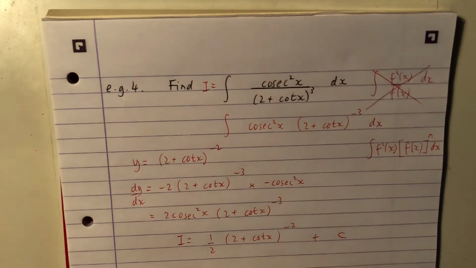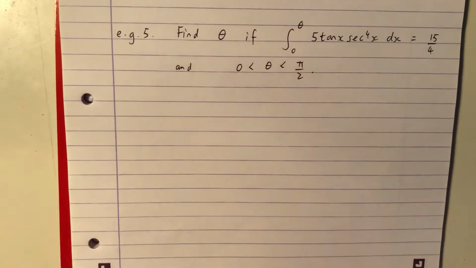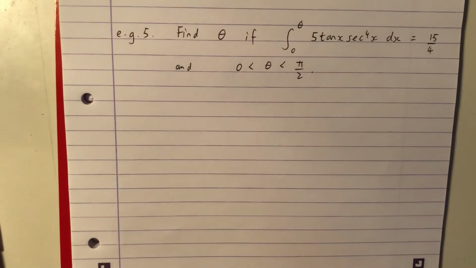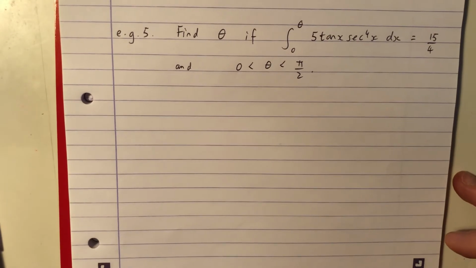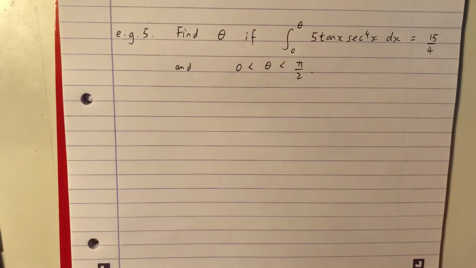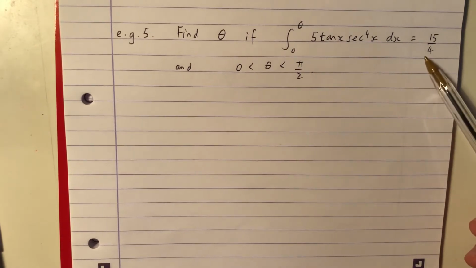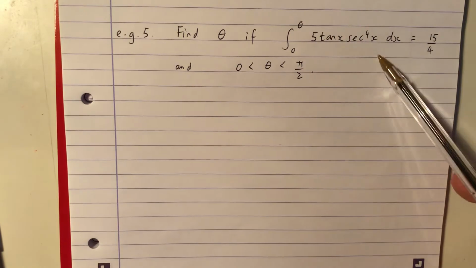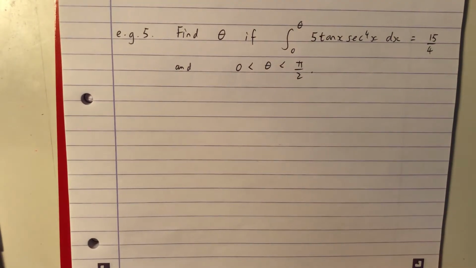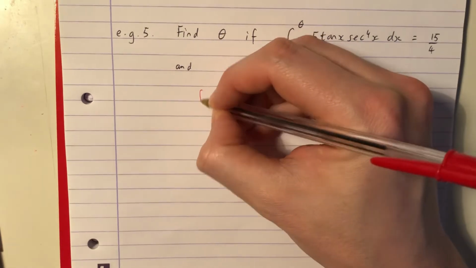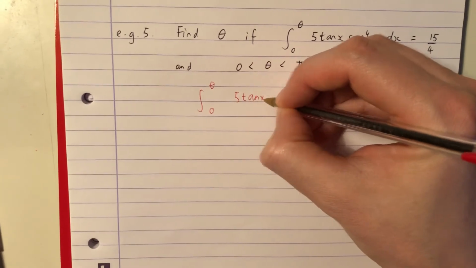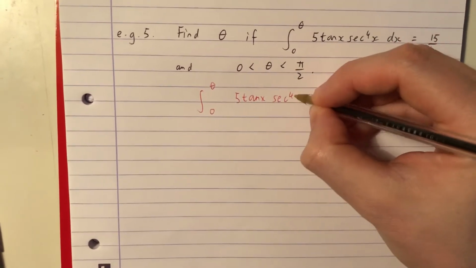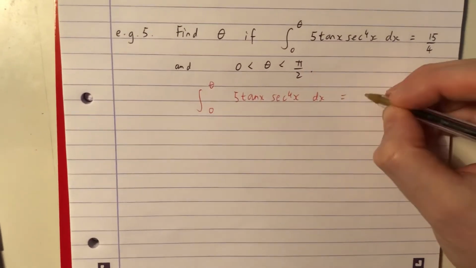Okay, let's try one more example. Example number 5. Okay, now this one's the toughest by far. I'd be very surprised if any of you could do this without any help. It's got limits, not a big issue. We've done these in a previous subsection. But this bit is tough. Okay, so let's try and do it. So integrate from 0 to theta 5 tan x sec to the 4 x dx equal to 15 over 4.